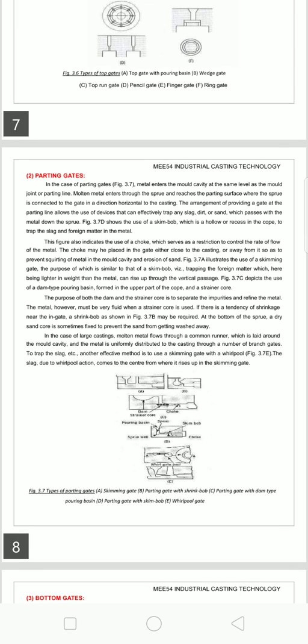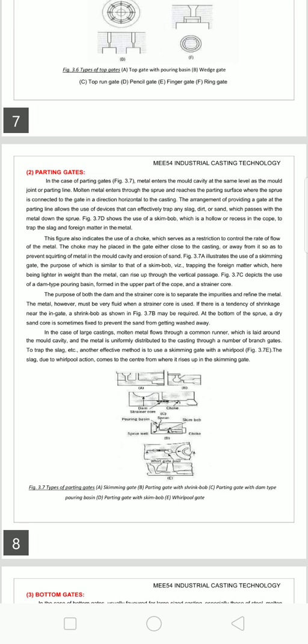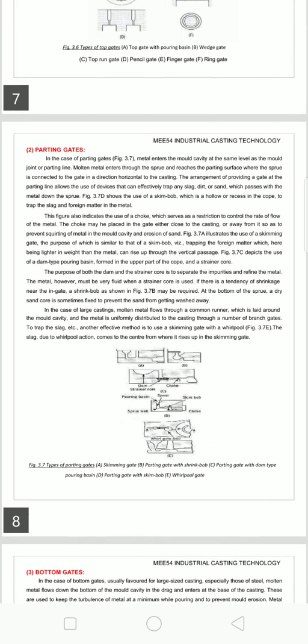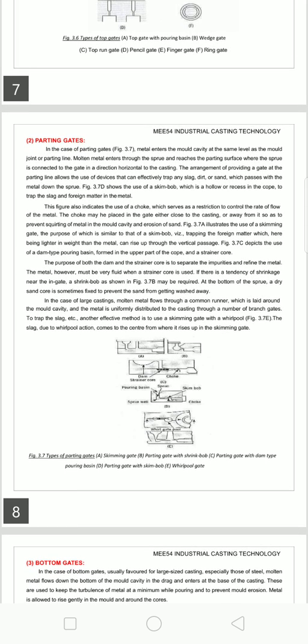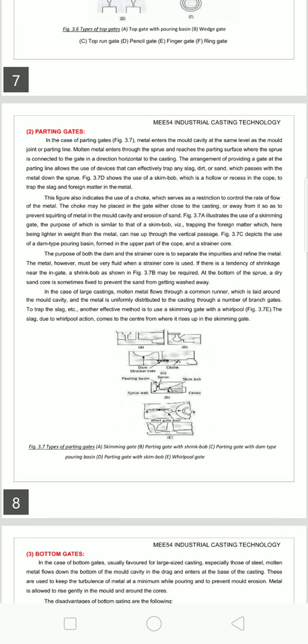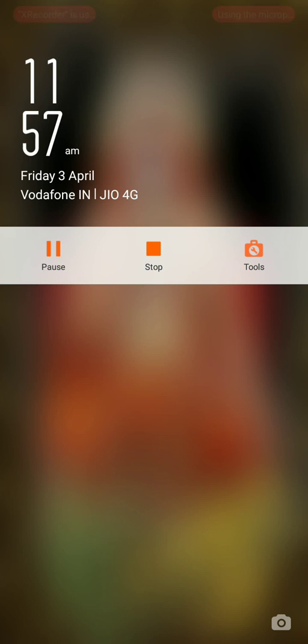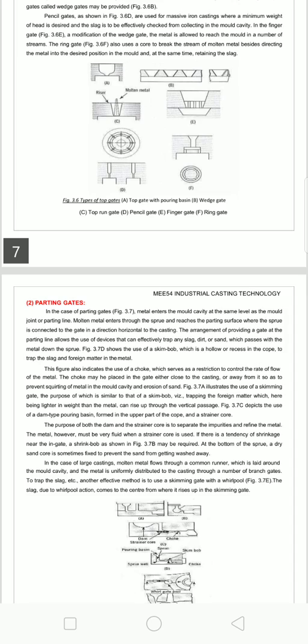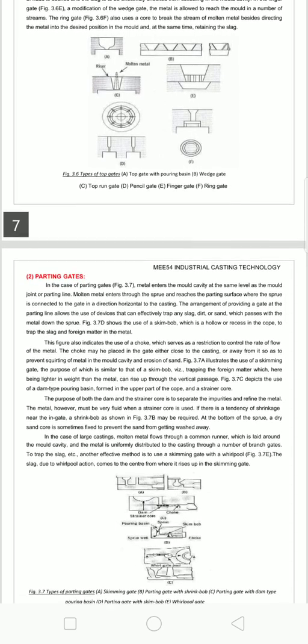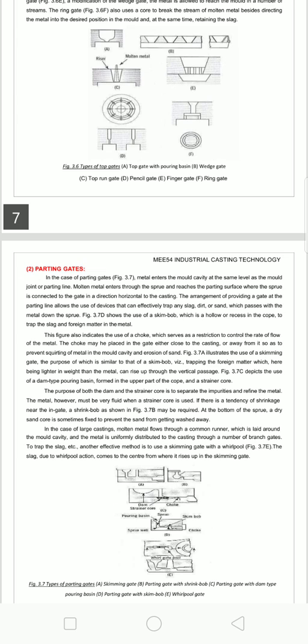The skim bob is a hollow or a recess in the cope to trap the slag and the foreign material in the metal. The figure also indicates the use of a choke, which serves as a restriction to control the rate of flow of the metal. This increases the velocity, and molten metal rapidly flows into the mold. A modification of the choke can also be provided in almost all the parting gate systems.